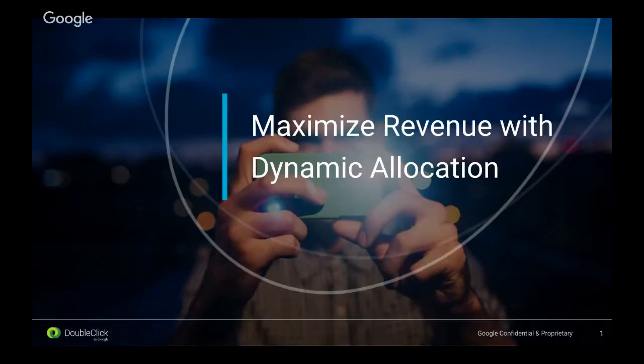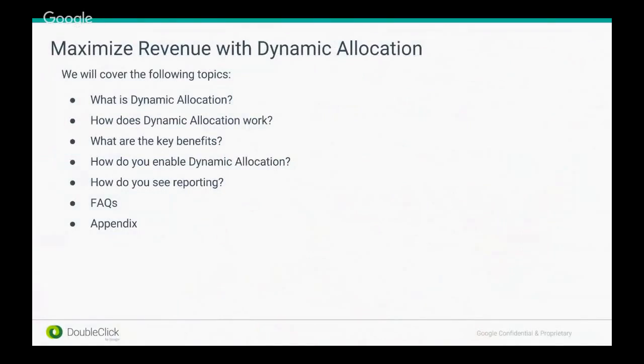Quickly, the agenda for today is we'll cover the following topics. What is dynamic allocation in the first place? How does it work? What are the key benefits? How do you enable dynamic allocation? We want this to be a hands-on session where you can actually go into your accounts. We'll walk you through the steps that you need to take in order to ensure that you're getting the most out of DFP. And then we'll jump on to reporting. That is an area which some of you have expressed a lot of interest in, what are some of the reports that we need to look at. And then we can take some live questions as well.